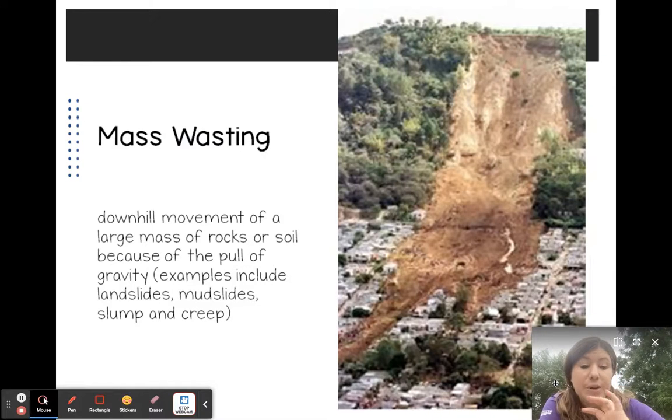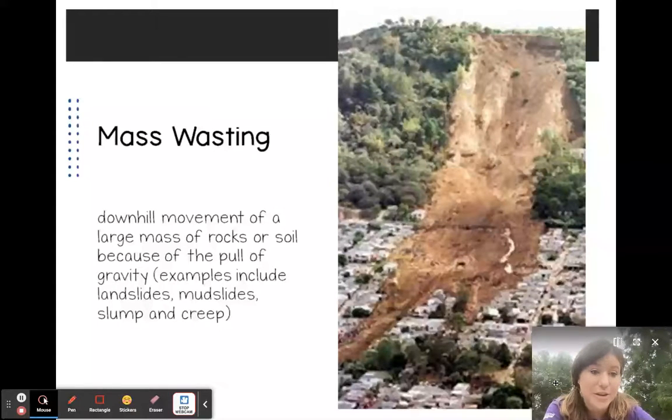Mass wasting occurs when you get a large downhill movement all at once of a bunch of sediment. And these are usually caused by gravity. So mudslides, landslides, you get a big amount of sediment moving downhill.